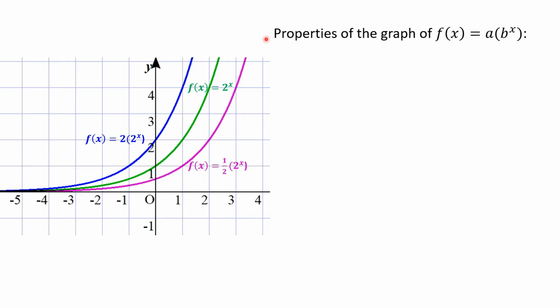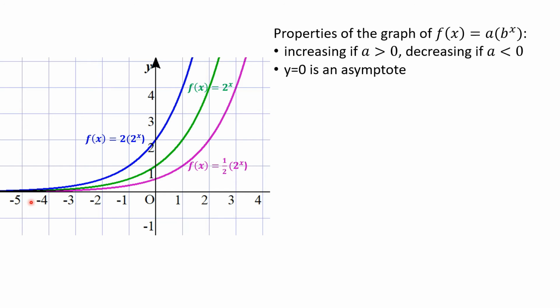What are the properties of the graph of f of x equals a times b to the x? First, it is increasing if a is greater than 0. Since all a's here are greater than 0, 1, 2, and 1/2, then the graphs are all increasing. However, if a happens to be a negative number, then the graph will be decreasing. And we have observed that already in the previous example.